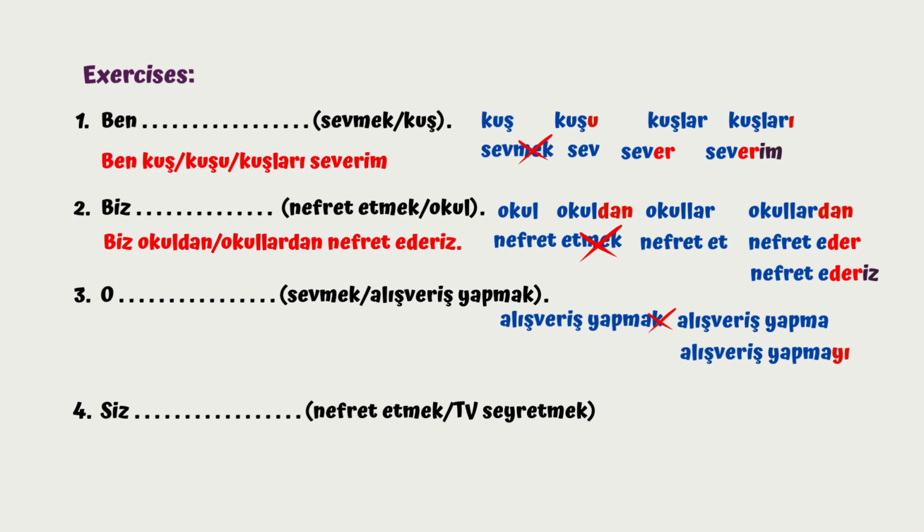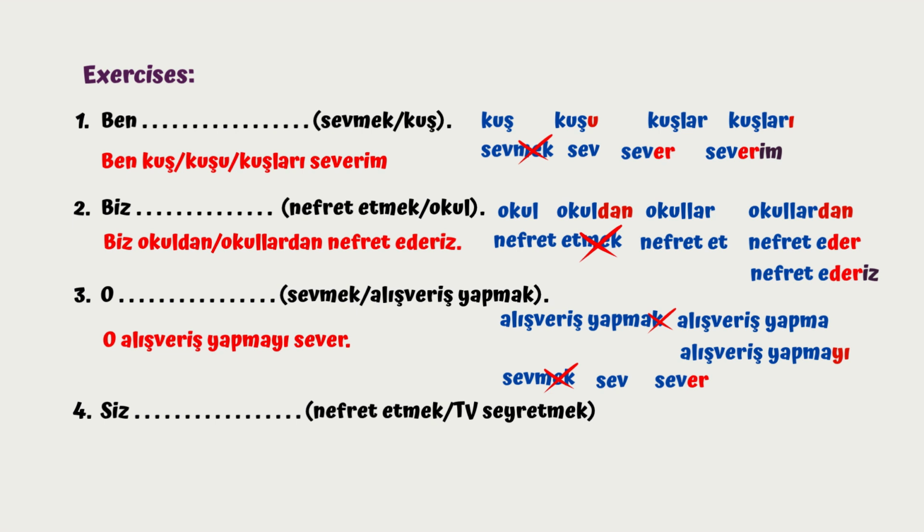Now sevmek. Let's repeat it one more time. So I will get rid of mek. I have sev, and I'm going to add er, sever. And I'm not going to attach any personal pronoun suffix now because we have subject o. Remember, o doesn't take any suffix. So the whole sentence is going to be o alışveriş yapmayı sever.